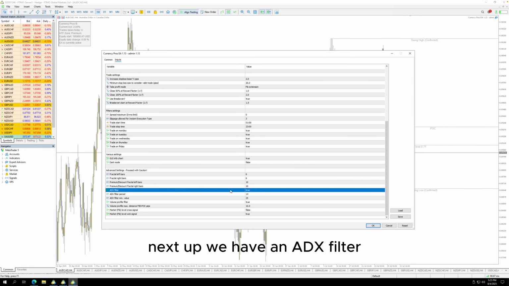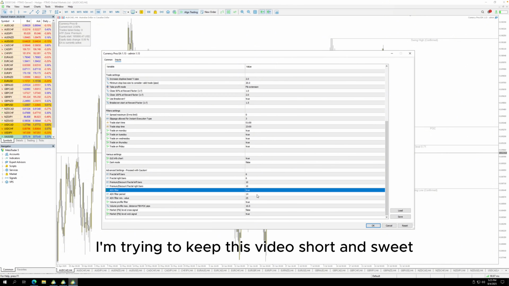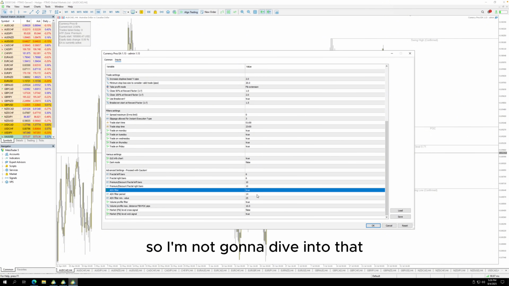Next up, we have an ADX filter with some adjustable settings as well. If you don't know what ADX is, I would recommend just quickly Googling that. I'm trying to keep this video short and sweet, so I'm not going to dive into that.